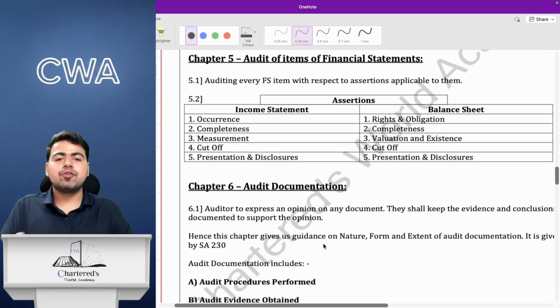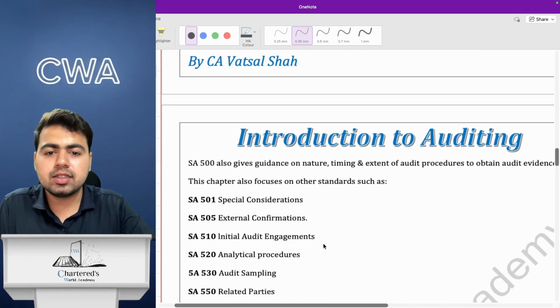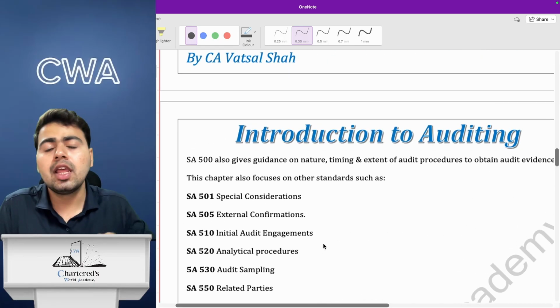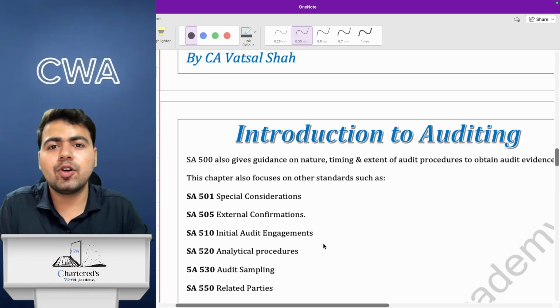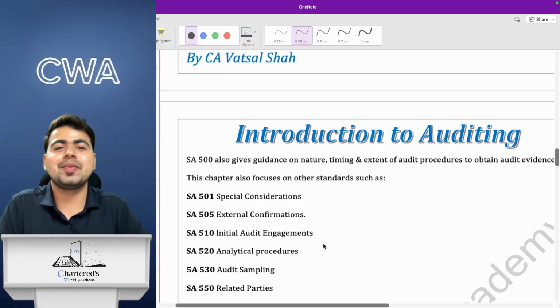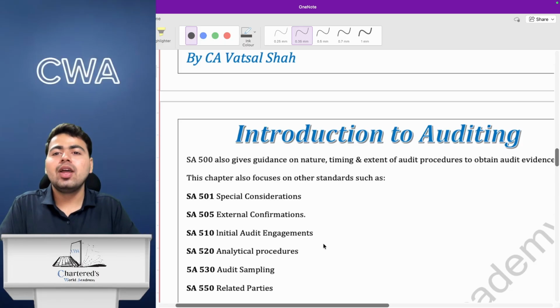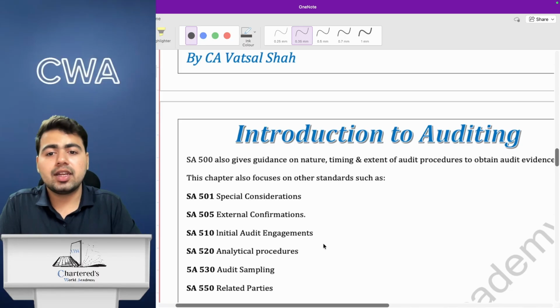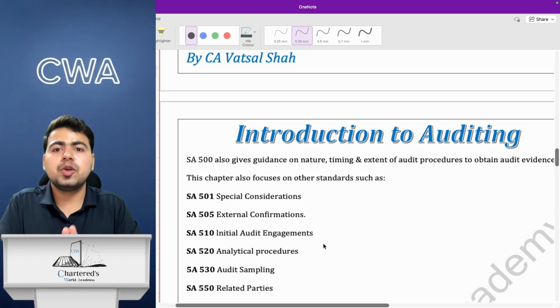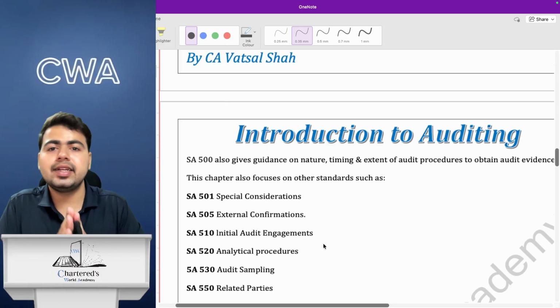Now, moving further on chapter number 5 of CA Inter, it taught us important assertions for each and every line item of financial statements. Assertions are very, very important for an auditor to remember. It is going to test us at each and every concept, at each and every level. So this part should be completely by-hearted by you, कि भाई audit assertions क्या क्या होते हैं and what does it mean.